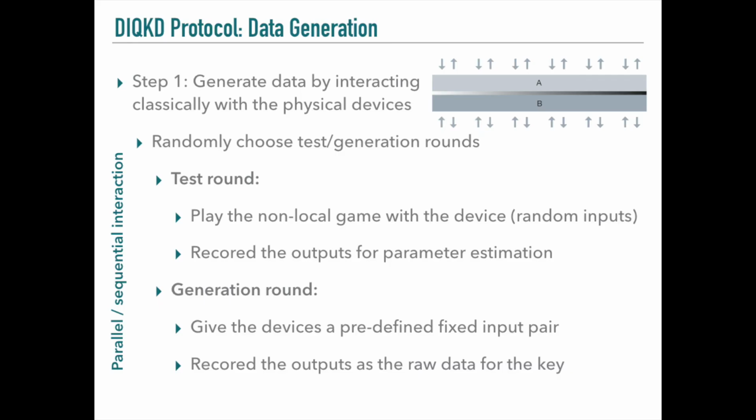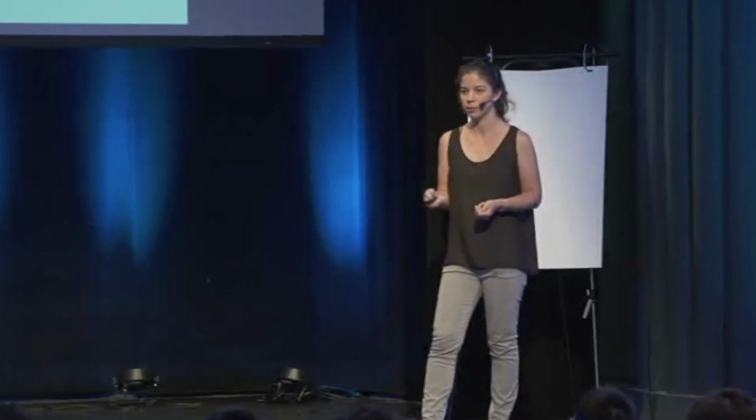If they choose to perform a generation round, not a test round, then they will give the device some predefined fixed input pair, so they don't need to choose the inputs randomly. They will just give a fixed input here, and they will get the data. They will keep it, and this will be used as the raw data for producing the key later on.